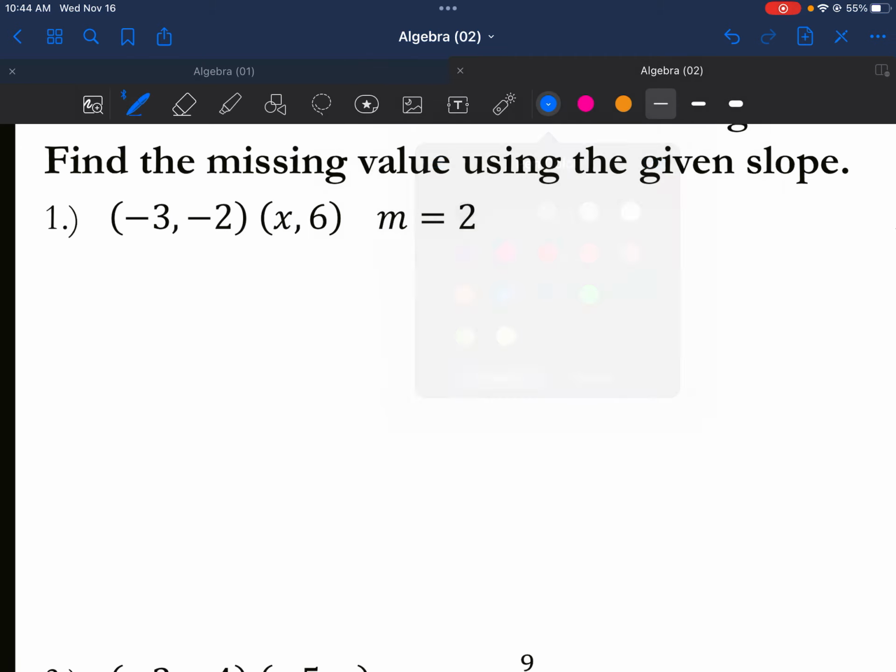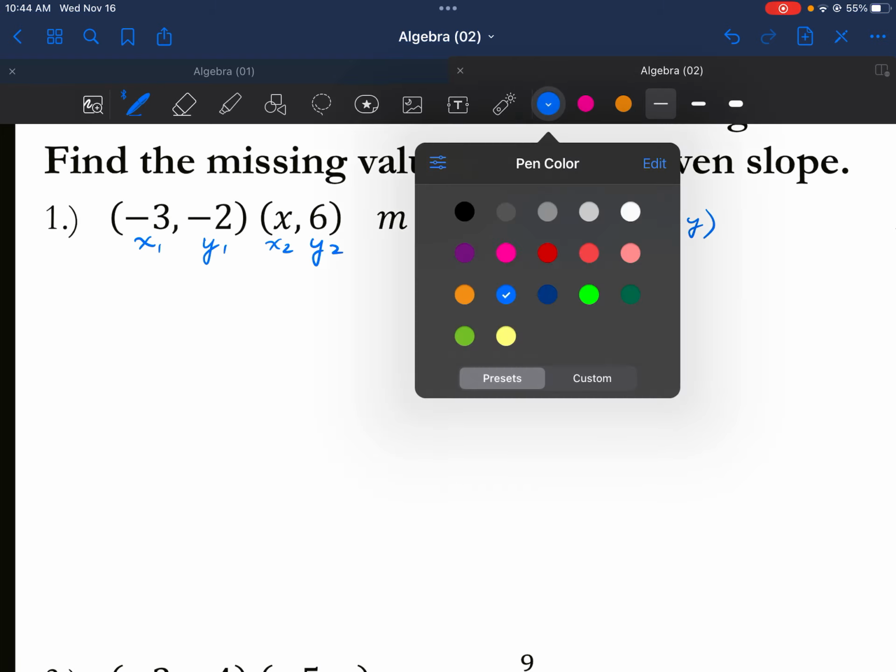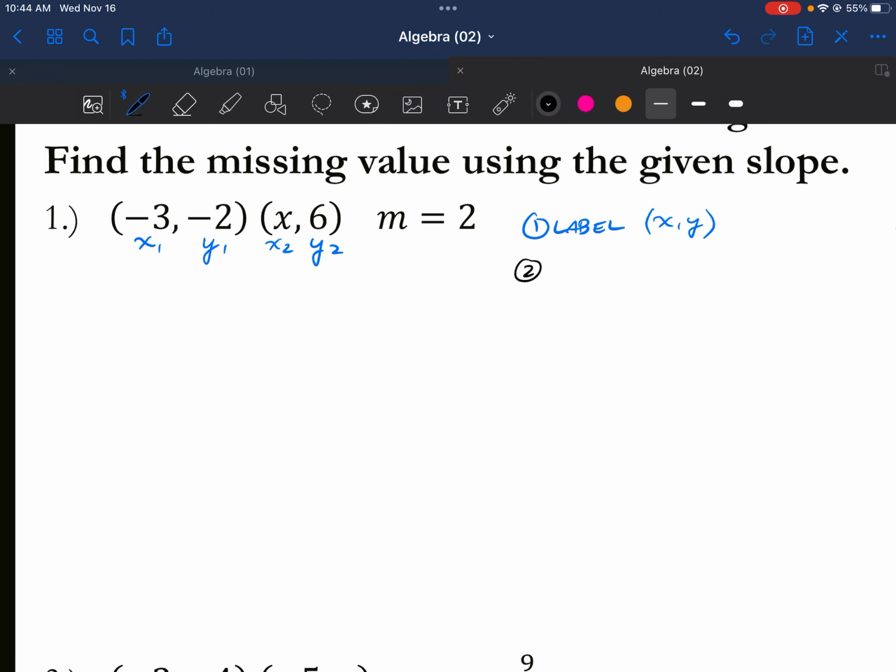So step one is label your x's and y's, right? Your x1, your y1, your x2 and y2, right here. So we have x1, y1, x2, y2. Second step is to write down the formula. If you feel like you've memorized the formula, you don't have to write it down, but it may help you when you're substituting the information to just visually see it. Because step 3 is going to be substitute.